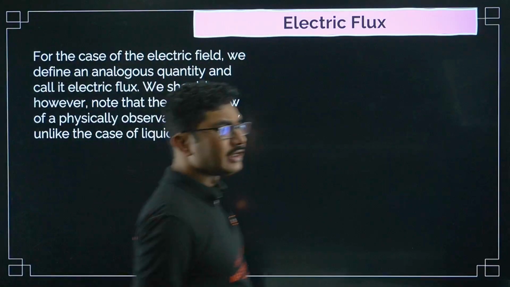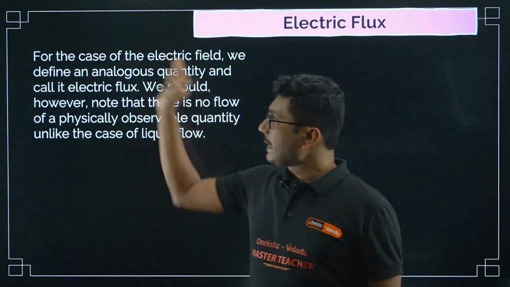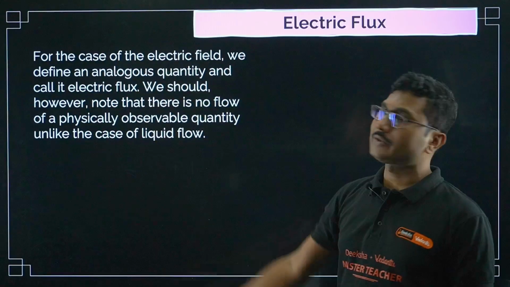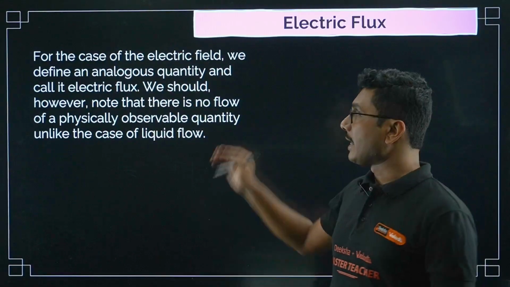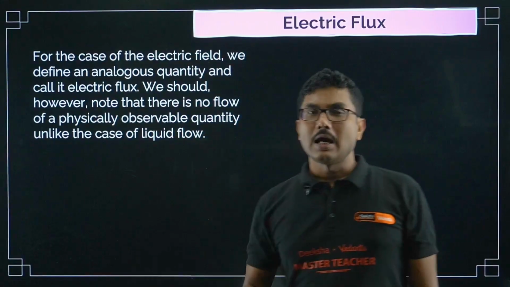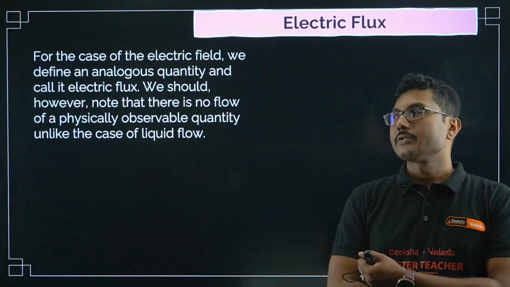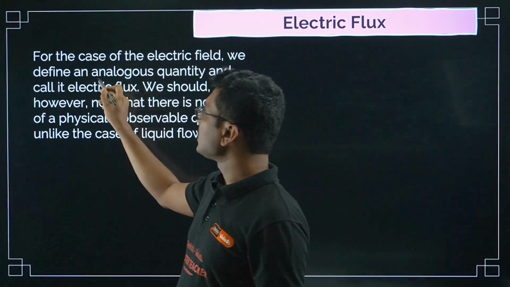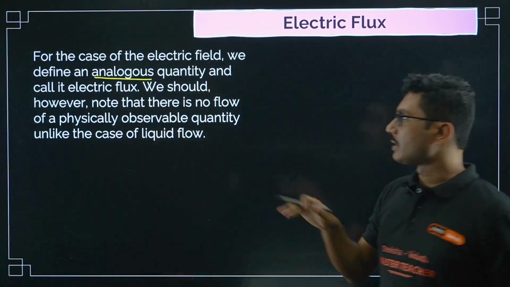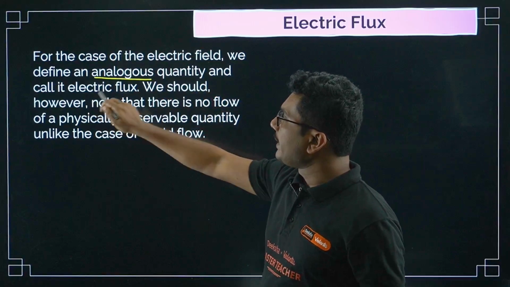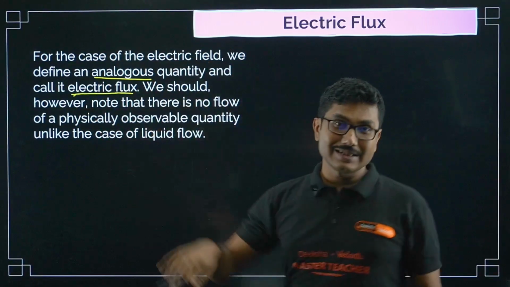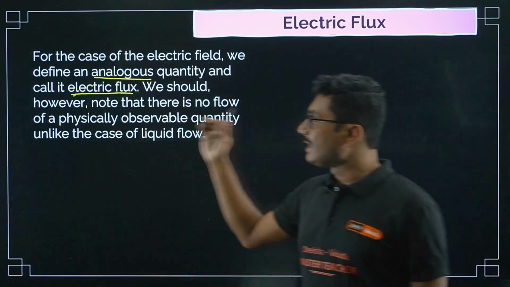For the case of electric field, we define an analogous quantity. Analogous quantity means which is almost similar to that, but obviously electric field is not liquid, so that's why we call it an analogous quantity. Okay, so analogous means a similar thing, and we call it electric flux. So here this is called electric flux. Previously it was normal flux, now it is electric flux.